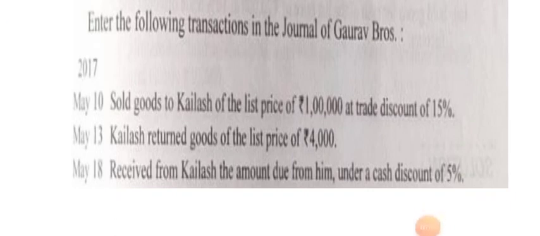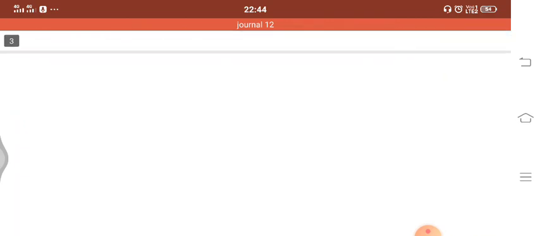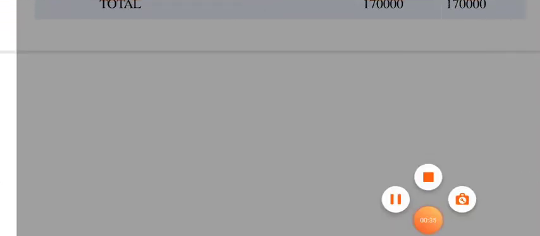Good morning, students. Today, first of all, I'm starting with the assignment question of yesterday because there was a very good point to discuss today. As you can see in the question, there are only 3 points, but there is a good thing to discuss today. So the first point is: sold goods to Kailash of the list price of rupees 1 lakh at a trade discount of 15%.